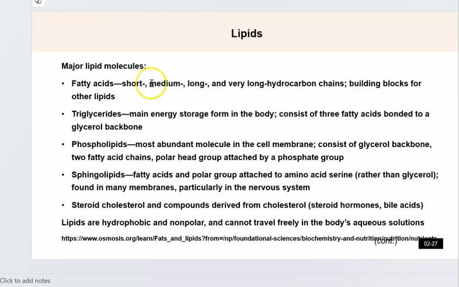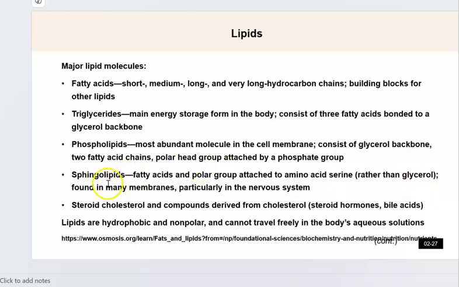So for fatty acids, we have short, medium, long, and very long chains, which are the building blocks for other lipids. Triglycerides are the main energy storage form in the body, and these consist of 3 fatty acids bonded to a glycerol backbone. We have phospholipids, the most abundant molecule in the cell membrane, which consist of a glycerol backbone, 2 fatty acid chains, and a polar head group attached by a phosphate group. Then sphingolipids are fatty acids and a polar group attached to the amino acid serine rather than the glycerol.